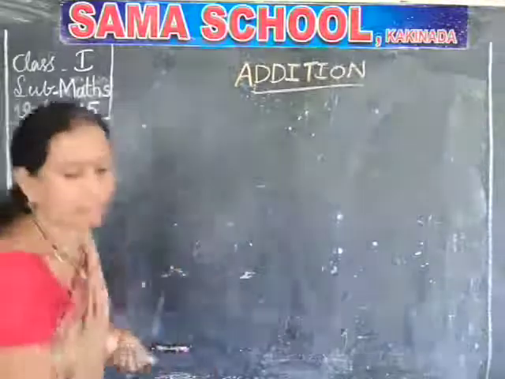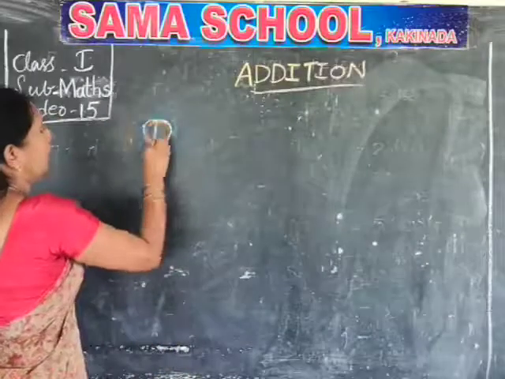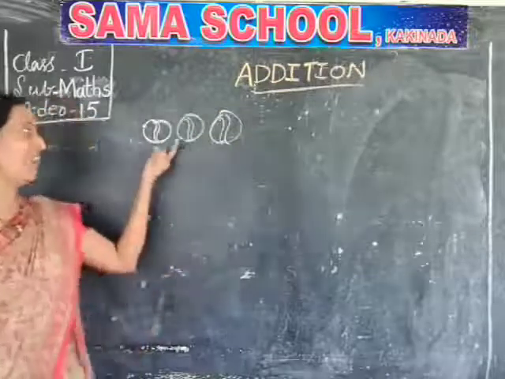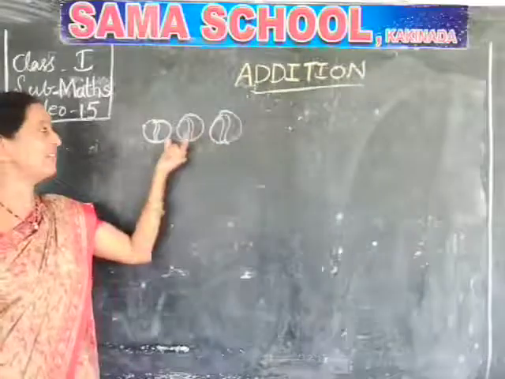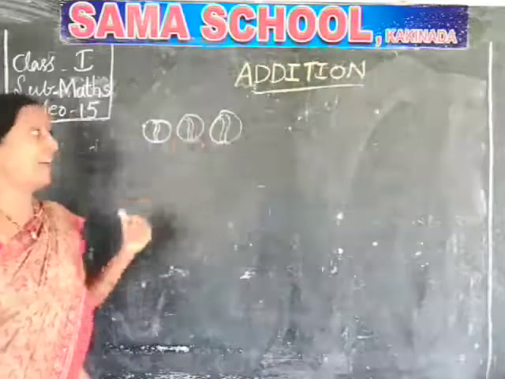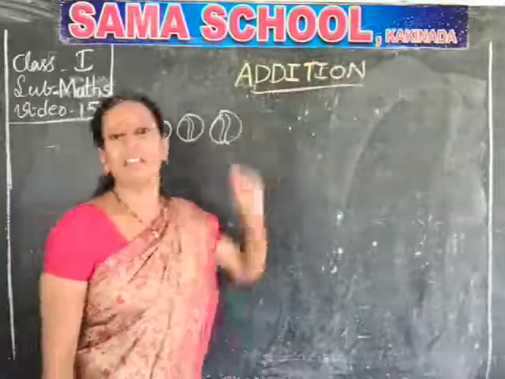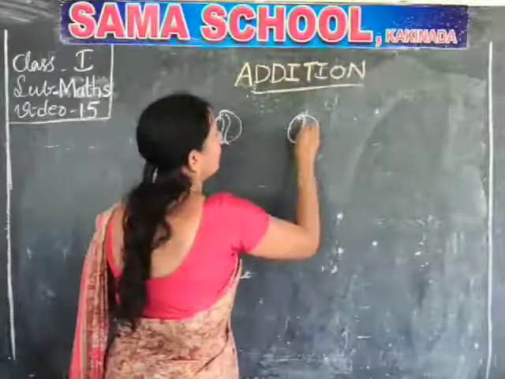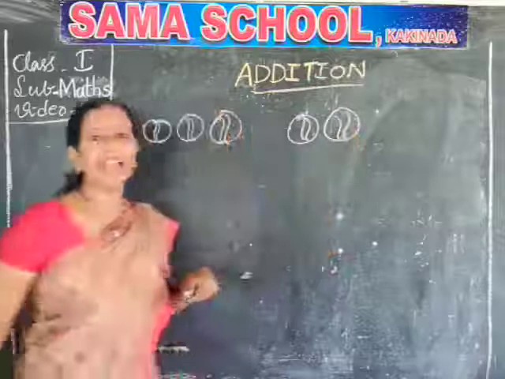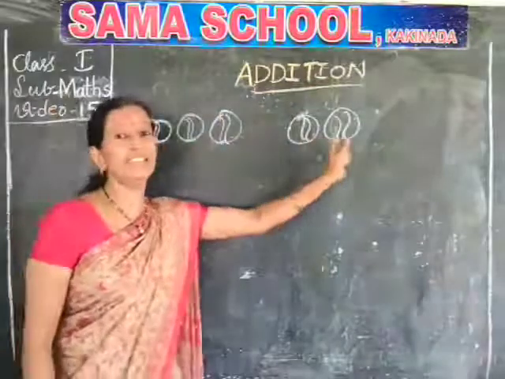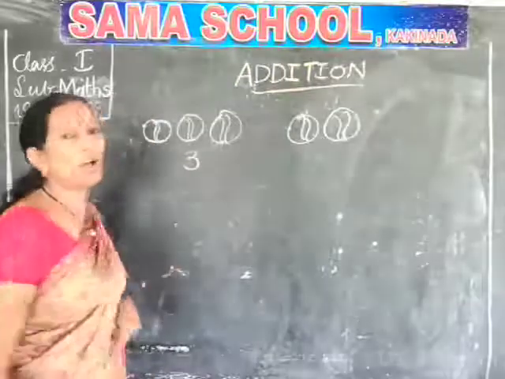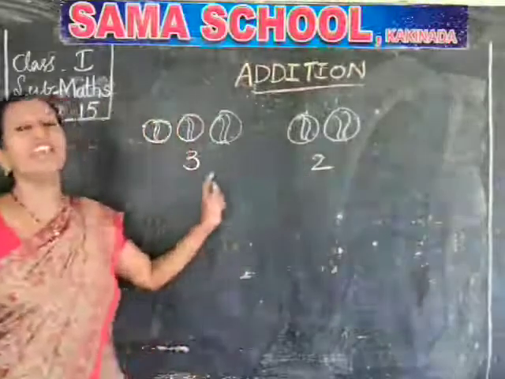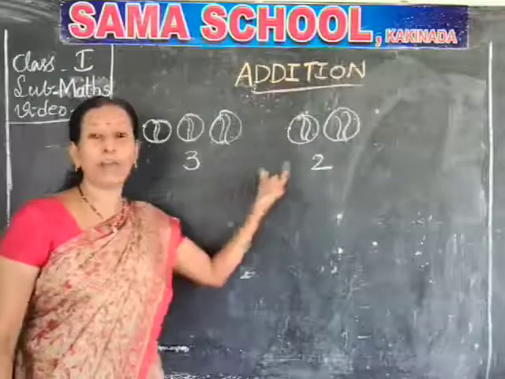See, no? What is there? These are the balls. Here how many balls? 1, 2, 3. 3 balls are there. Again here, 1, 2. This is 3 balls and here 2 balls. These 3 and 2 we are joining. So in this, the two numbers we are joining.